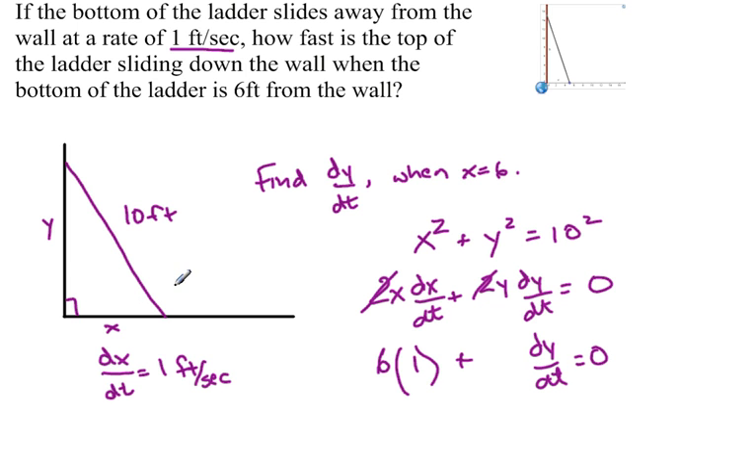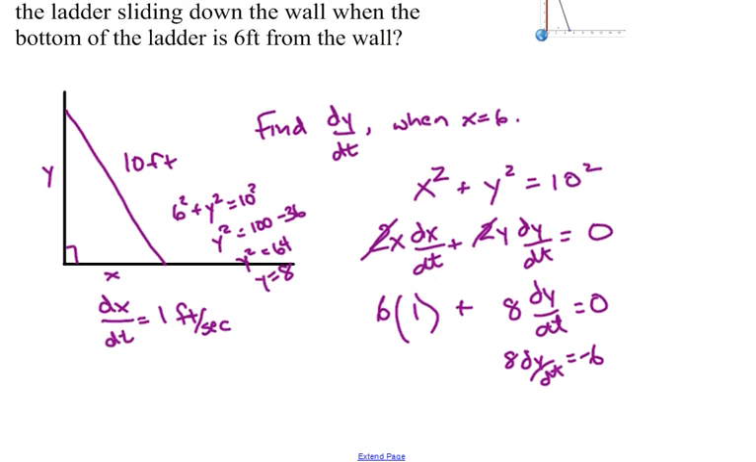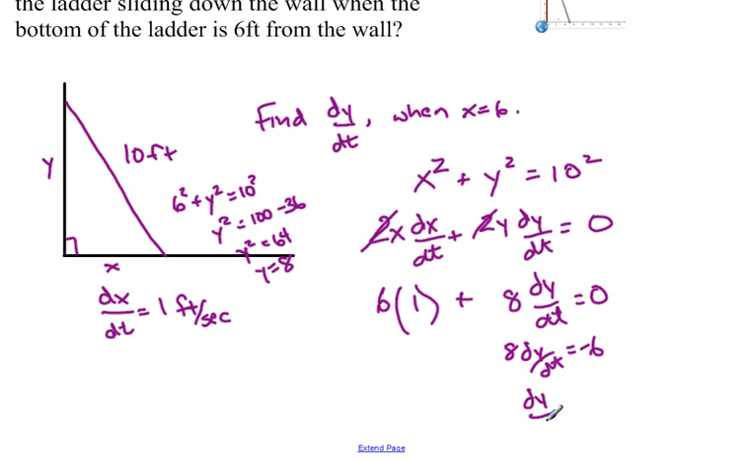Oh yes, if x is 6, then I've got over here 6 squared plus y squared equals 10 squared. You might remember your Pythagorean triples or just keep working through the Pythagorean theorem, and we get y squared equals 64, or y equals 8. And so here I've got my equation. So 6 plus 8 dy/dt equals 0, which means 8 dy/dt equals negative 6. And lastly, I'm going to get dy/dt equals negative 3/4.